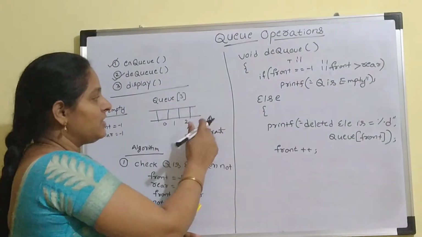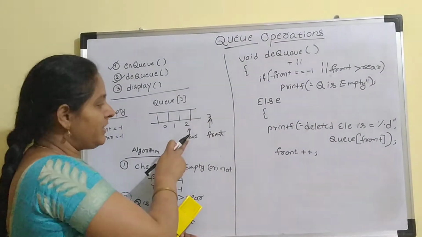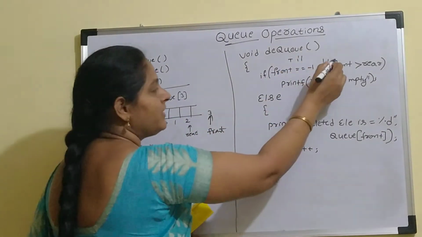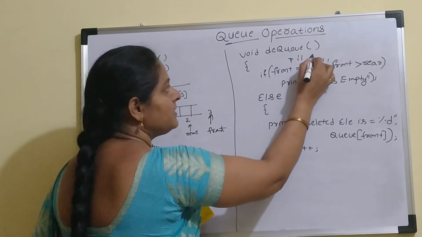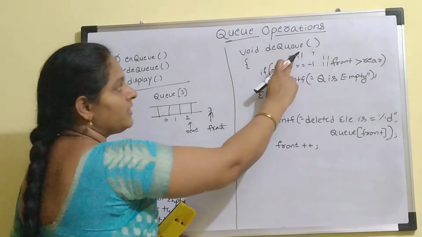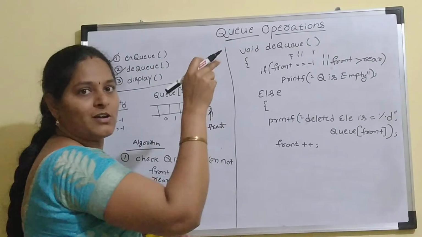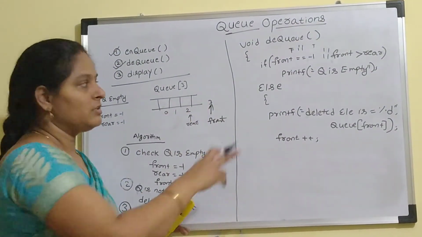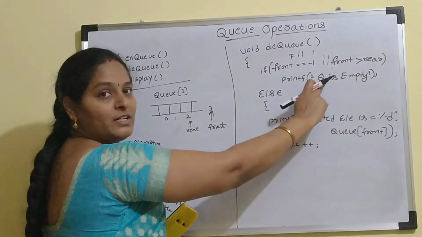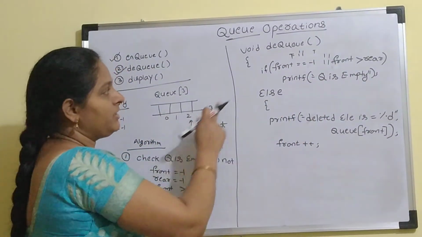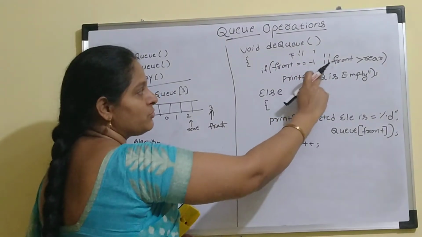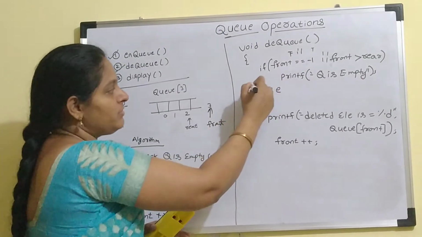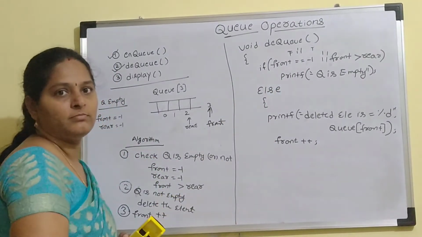What is the front index? 3. Okay. Rear index 2. So front value is greater than rear. So this condition is true, and the other condition is false. Here the conditional operator is OR. Okay, that means false or true means true. So we will enter the true block. Q is empty. If any one of these conditions is true, that indicates that Q is empty. Okay, so if Q is empty, the else block will be skipped.